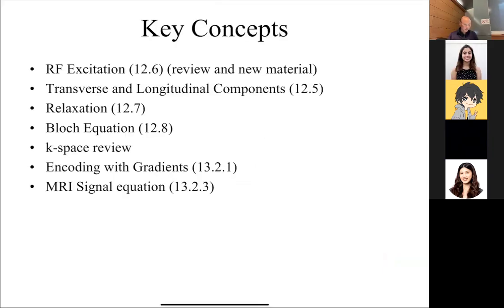So we're going to review a little bit of what we did last time, and then we're going to move on to talking about relaxation, the Bloch equation, review Fourier k-space, and then hopefully get to encoding with gradients. And hopefully by the end of today's lecture, you'll have somewhat of a basic sense of how we actually create the images with MRI.